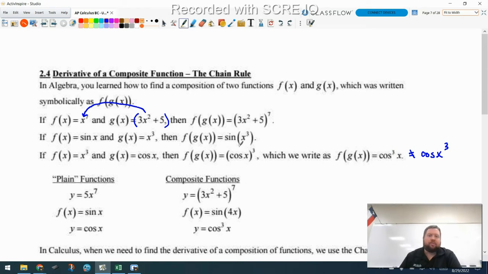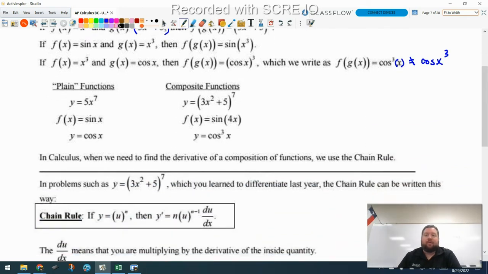This is why I always put parentheses around my arguments. Okay, I do not like even the way this is written. I would have put parentheses around that x right there because I want to be very clear about what is inside my function and what is not inside my function. All right, so you definitely want to be able to recognize what are composite functions, what they look like, so you know when to use the chain rule and what is not a composite function.